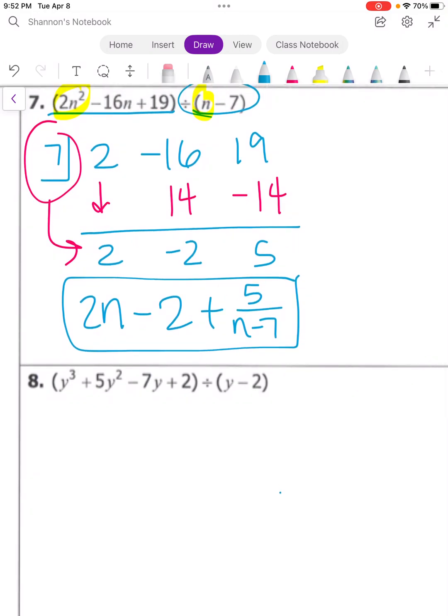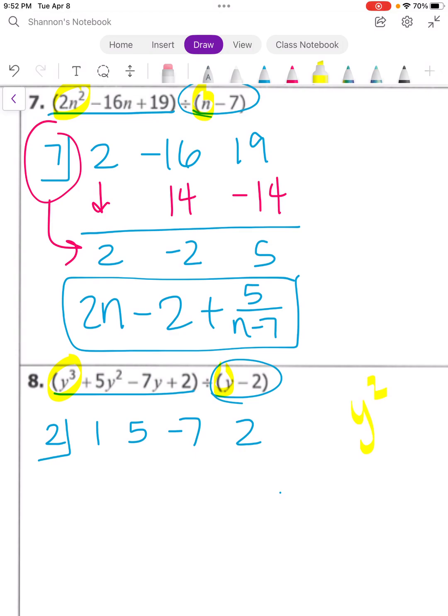Looking at number 8. What I divide by is giving me the number that goes in the box. My coefficients come from here. Now, because this is a y cubed and I'm dividing by y, my answer should start with y squared. Let's go ahead and do it though.